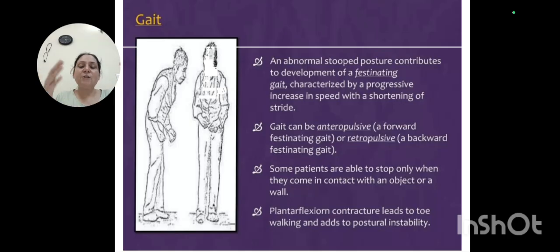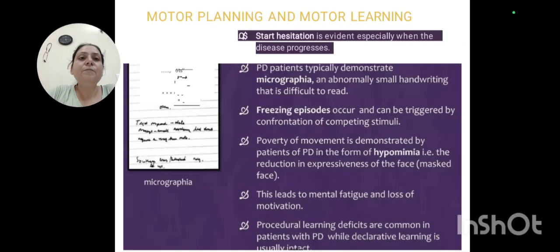So it is very difficult for him to maintain this gait also. Fine. Now what other things? Motor planning and motor learning. Now you can understand the cognitive decline. Cognitive function is affected in this disease. So what problems will you find, what will the patient say to us?